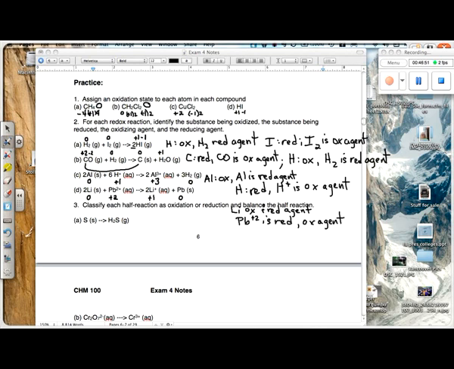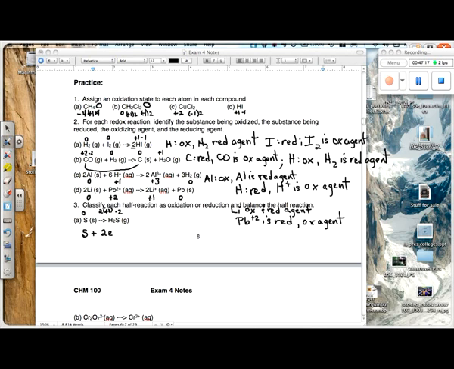We're going from 0 for sulfur to minus 2 for sulfur because hydrogen is plus 1 and I have 2 of them. Okay? So sulfur is being reduced. And I have 1 sulfur on each side. That would be the next thing I would do. And then I would add, I'm going to rewrite it underneath, sulfur plus 2 electrons.